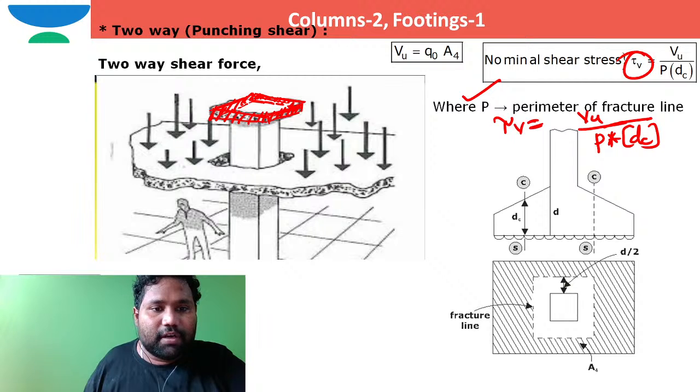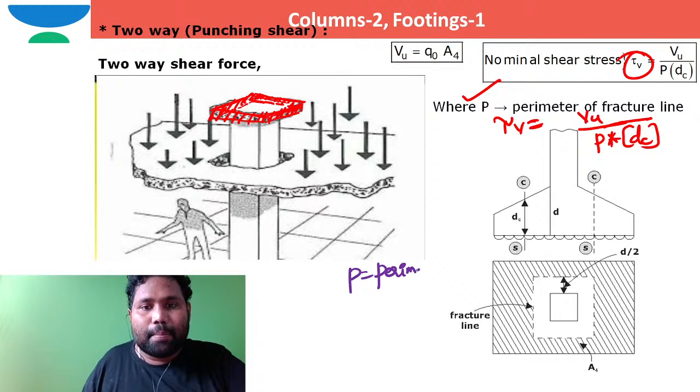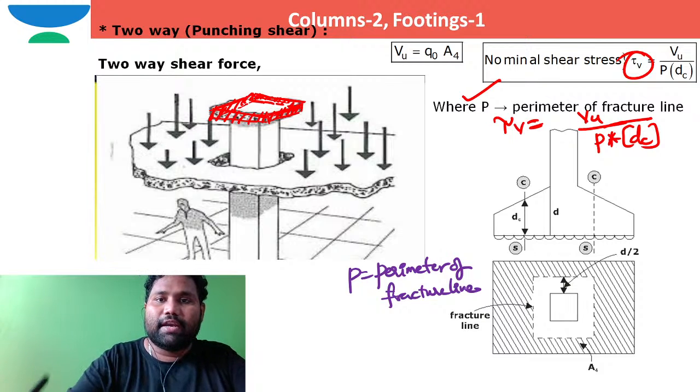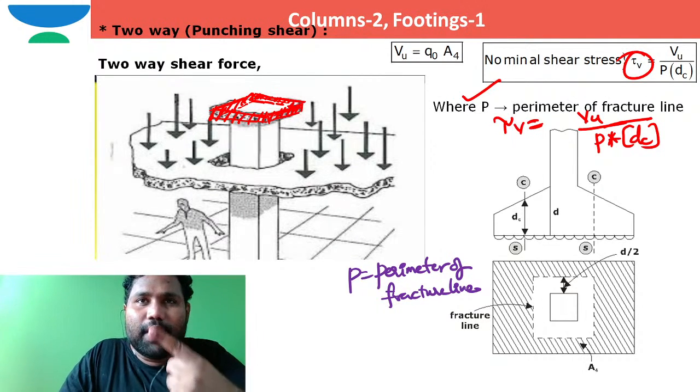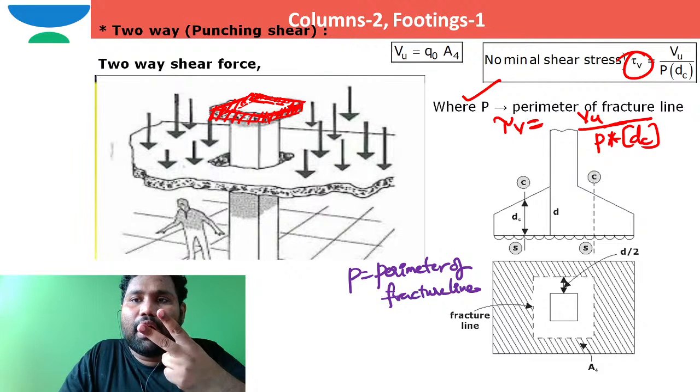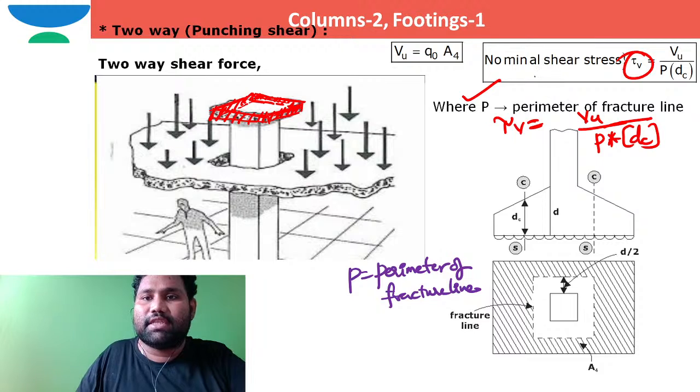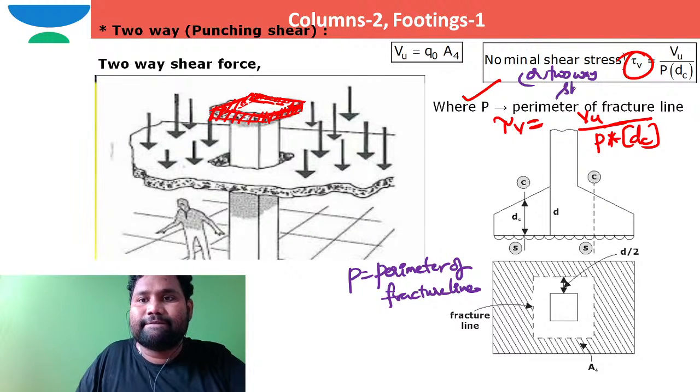Where p stands for perimeter of fracture line. So using this concept, you are able to work out the two-way shear force, and also you can work out the nominal two-way shear stress, or average two-way shear stress.